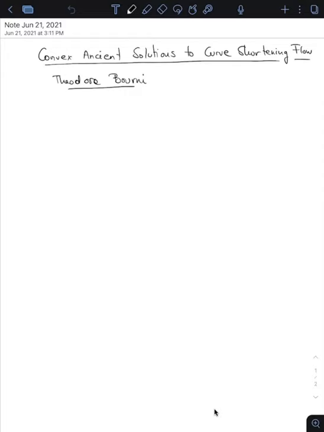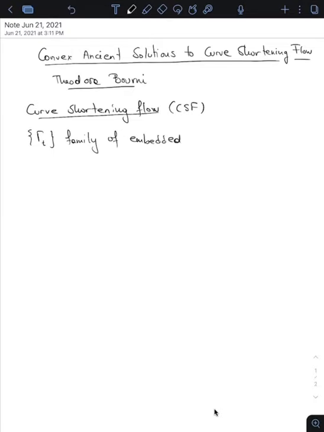So let's start with curve shortening flow. We're going to abbreviate this as CSF. And look at a family, gamma t, of embedded curves in R2. And we'll say that this family satisfies curve shortening flow if the following equation is satisfied.